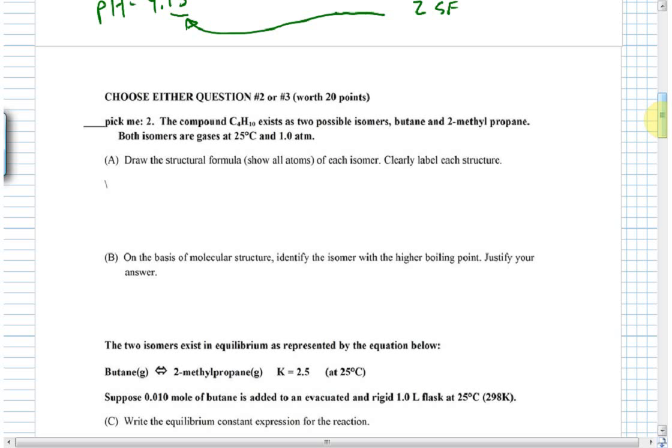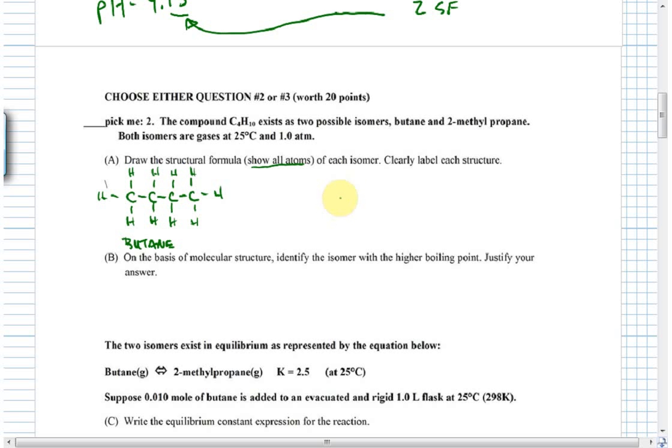Butane has 2 possible isomers, butane and 2-methylpropane. Both isomers are gases at 25 degrees C and 1 atmosphere. Draw the structural formula. Show all atoms. Read carefully. So, butane is the isomer where all 4 carbons are in the same chain. Again, hope everybody remembers but means 4. But you didn't need to know that because I gave you the formula, C4H10. So, this is butane, the straight chain isomer.